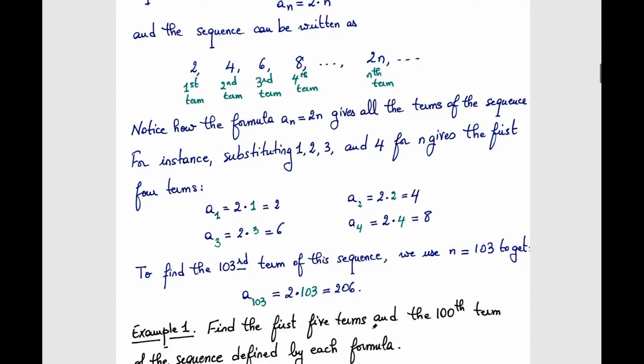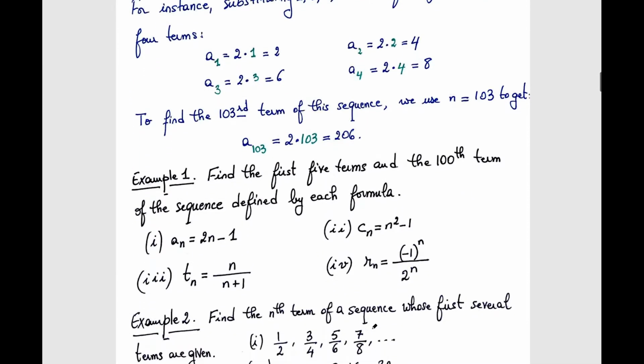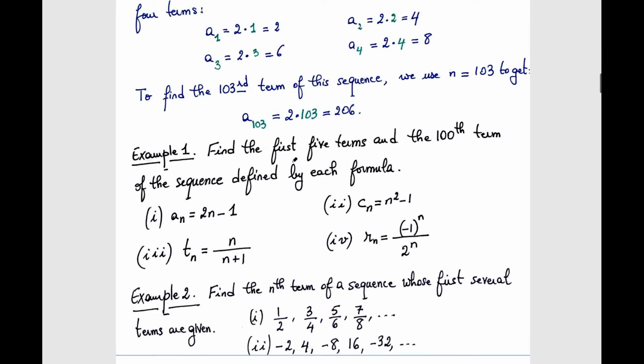Okay. All right, here's an example. Find the first 5 terms and the 100th term of the sequence defined by each formula. Let's do a couple of these. How about we go for the second one?